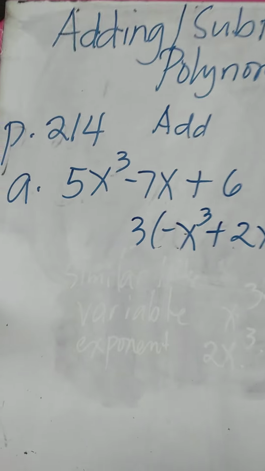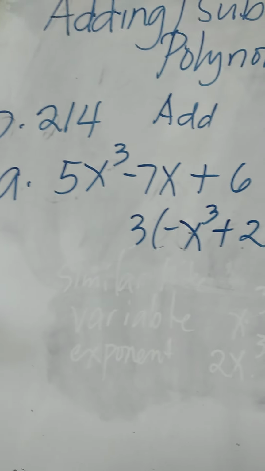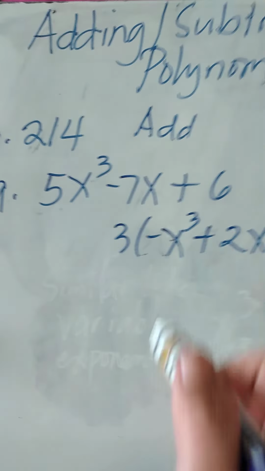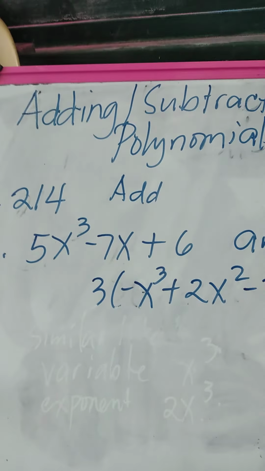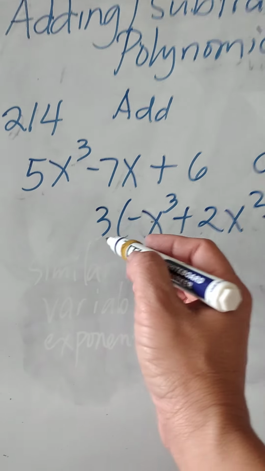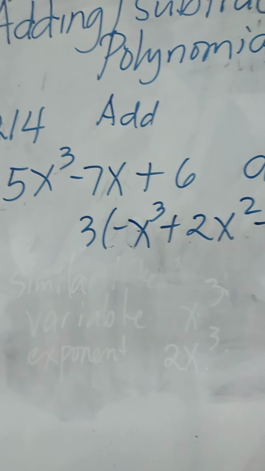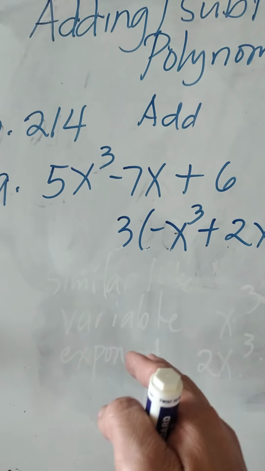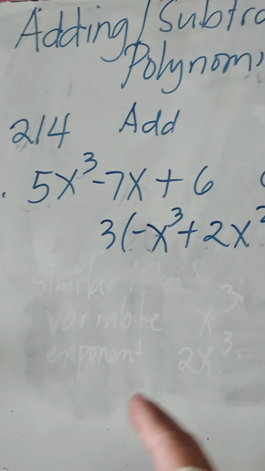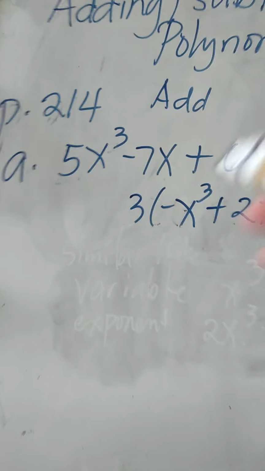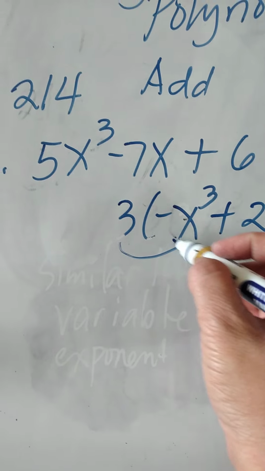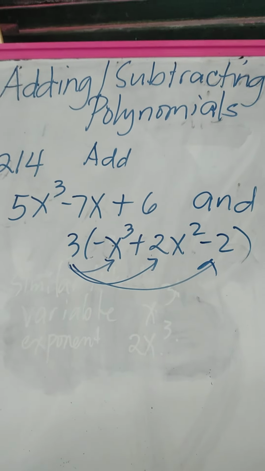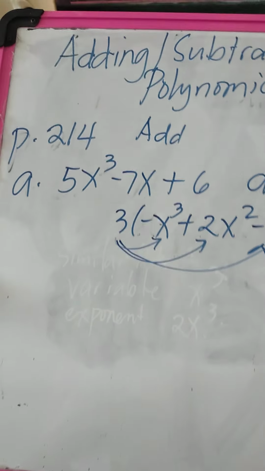Okay? So, can we add right away? No, because although you can see similar terms, there is another process that needs to be done first. Here, it says 3 times. Remember when a number comes before an open parenthesis, there is an operation called multiplication. So we need to distribute this first, inside, by multiplying. The distributive property of multiplication over addition and or subtraction.